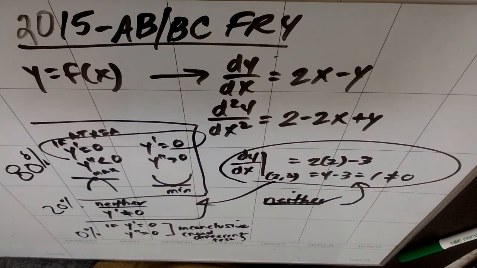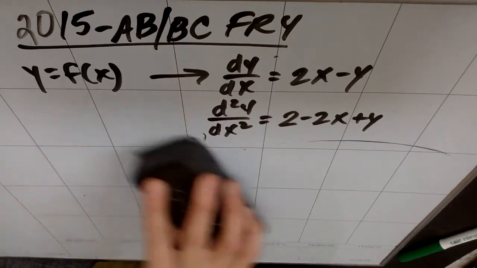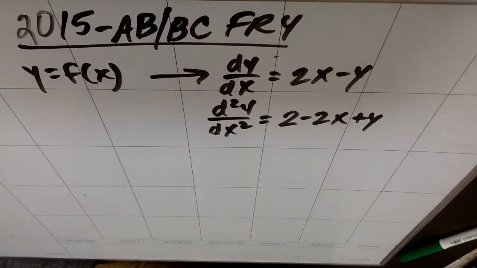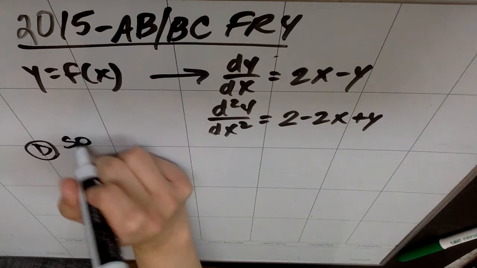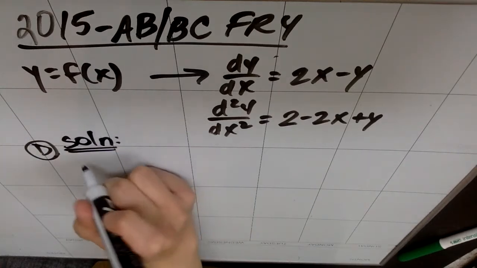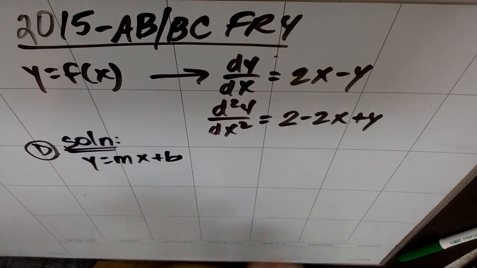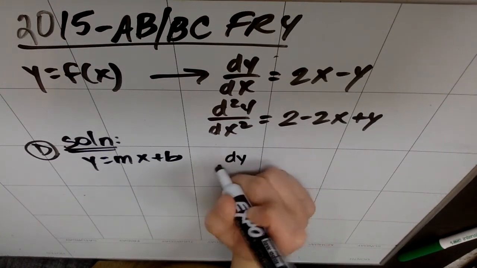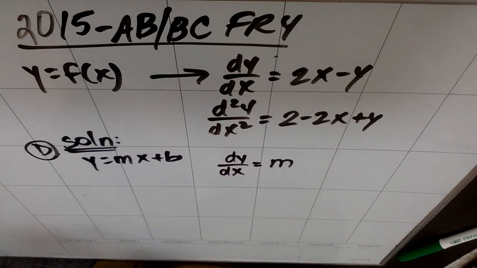Part D. Find the values of constants m and b for which y equals mx plus b is a solution to the differential equation. Okay, so here's the idea for D. And this is a little bit thinking outside the box. It's a slightly hard problem. So let's say we know that one of the solutions is y equals mx plus b, right? We also know that dy/dx would just be m. If you take the derivative of this, dy/dx is just m, right?